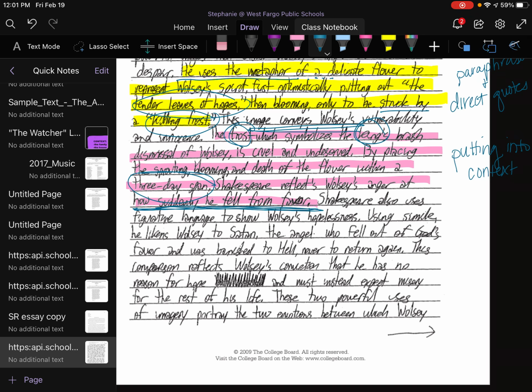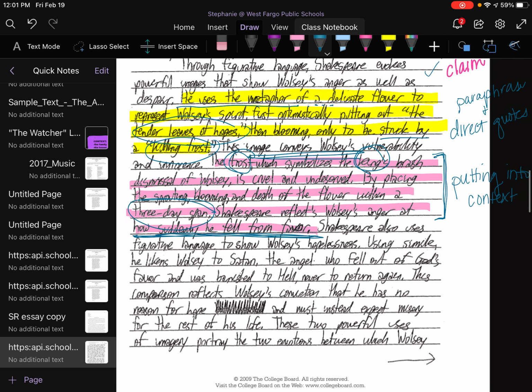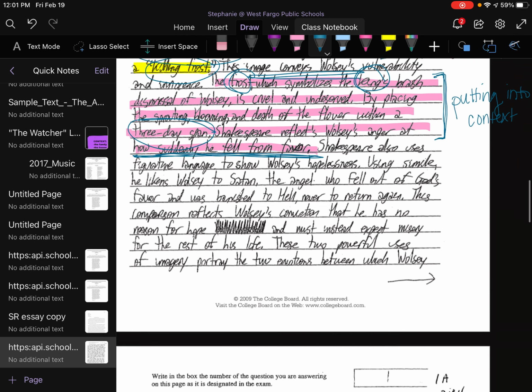This is another thing that successful essays will do. This person has clearly read the prompt. They understand the context of what's going on for this character, and so they're not only adding detail to their writing, but they're adding the significance throughout.